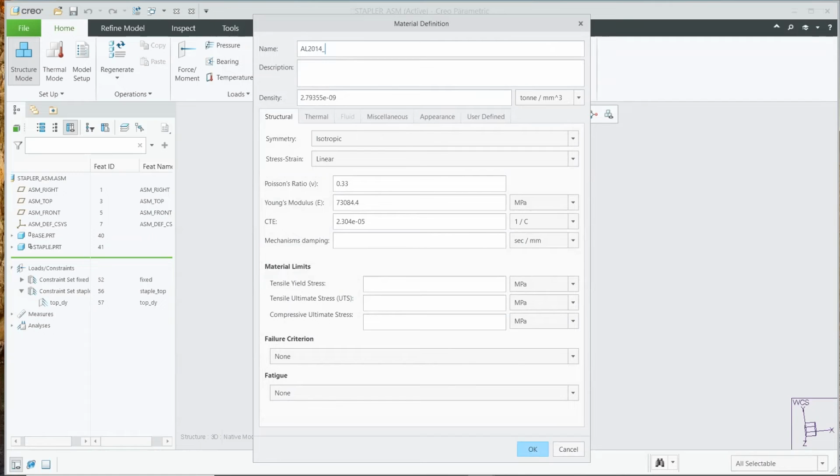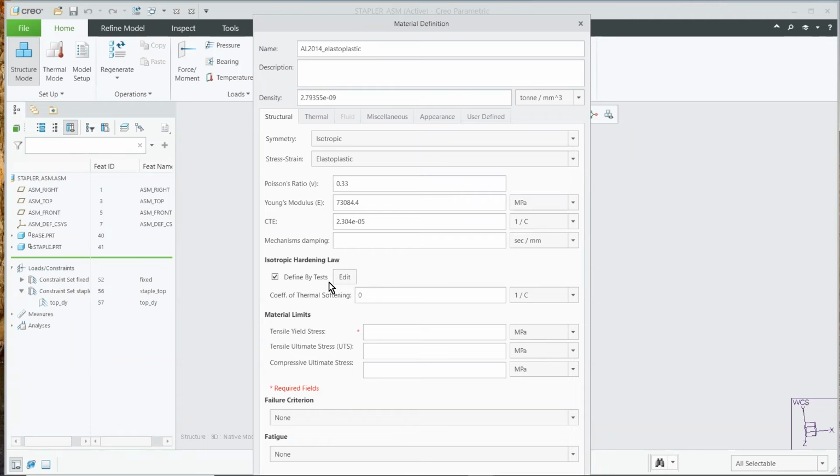and we'll call it elastoplastic. So aluminum elastoplastic. And in this case, I'm going to come over here and say elastoplastic. Before we did the hyperelastic, remember we did that one? Typically, if we're in a linear world, we do linear, but we're going to say elastoplastic. Right away, it jumps to, okay, defined by tests, right? So what answers are you going to give me that I can use to represent the behavior that's going to happen? So I'm going to say, let's edit this.